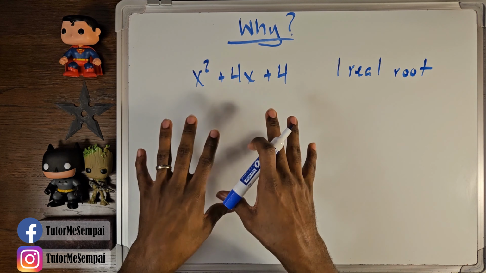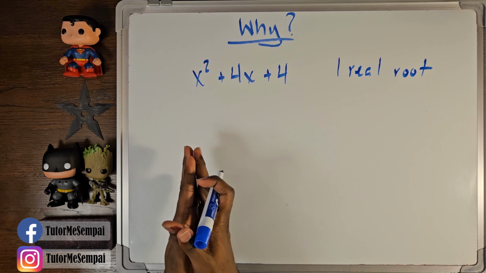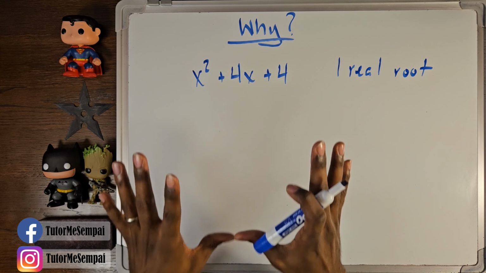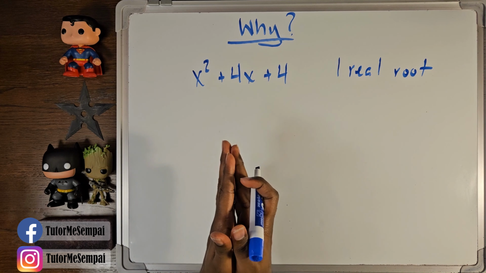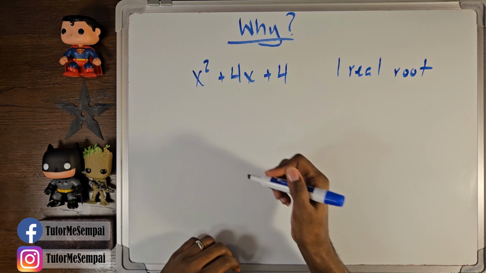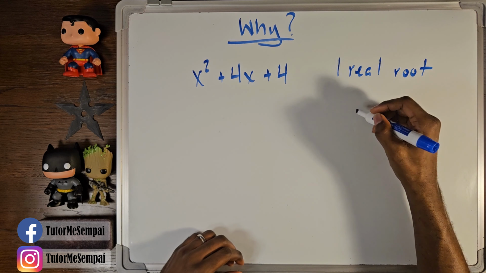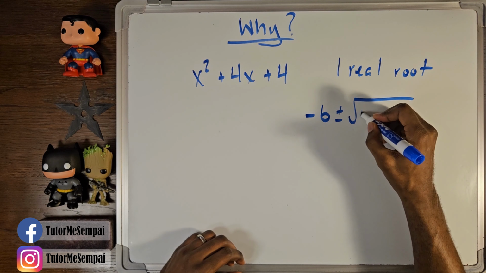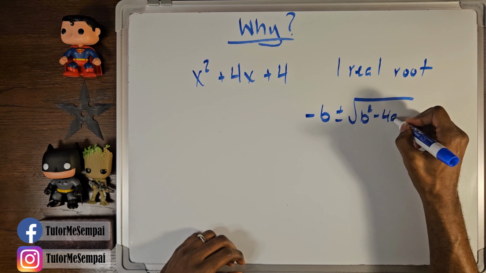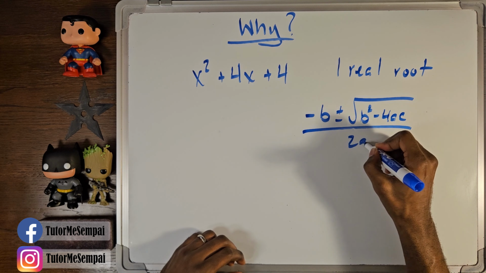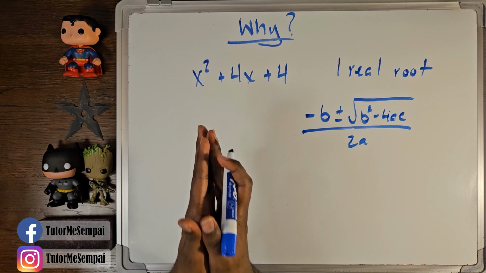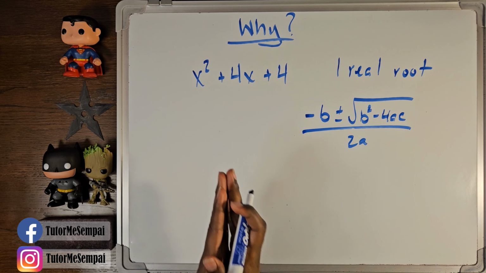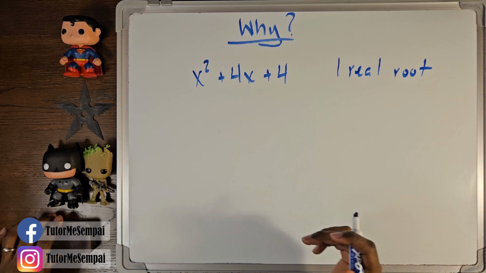But if we didn't plug it into the discriminant, but plugged it into the quadratic formula itself, we would be able to find out exactly why it would have one real root. So let's do that. We know that our quadratic formula is going to be minus b plus or minus the square root of b squared minus 4ac all over 2a. So let's plug in our a, b, and c into this to figure out why this gives us only one real root.